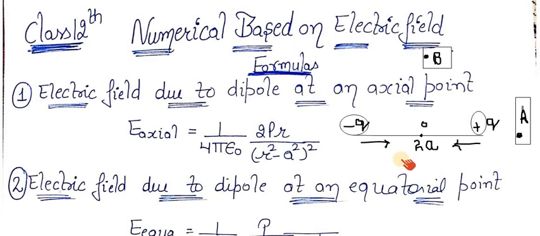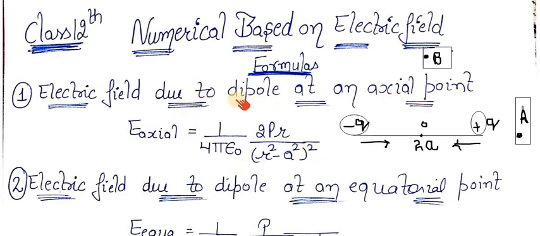So today we will do one numerical based on the electric field due to a dipole, right? First, let us understand the two formulas that are based on the dipole. The first one is the electric field due to a dipole at an axial point. That means if you have to find the electric field due to a dipole at an axial point, then you have to apply this formula, right?